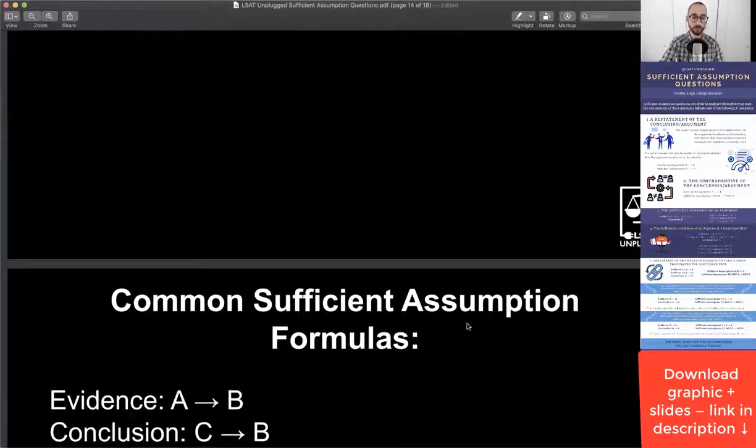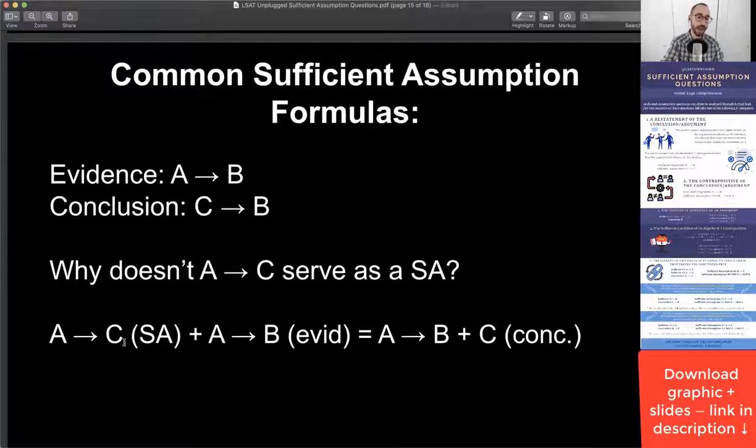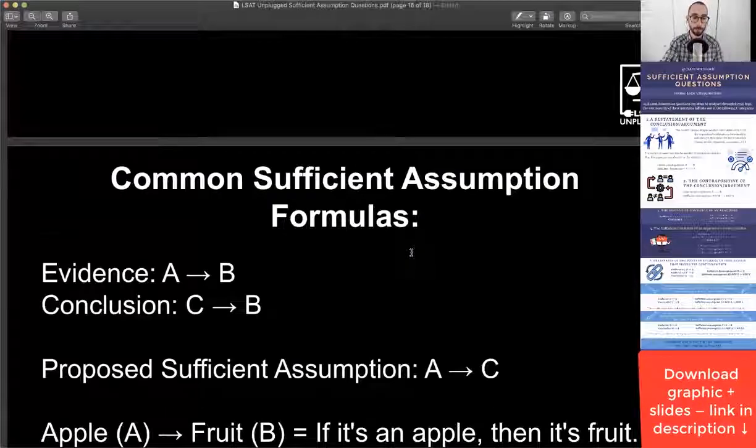But the reason it doesn't work is because if you had A requires C as a sufficient assumption, and you already had the given evidence, A requires B, you would then get a longer chain simply telling you A requires both B and C. But A requiring both B and C doesn't tell you anything about how C and B relate to each other in a conditional sense. It just doesn't tell you anything about that relationship. You can't infer from this that C requires B. They're not logically equivalent. So it just simply doesn't do that.